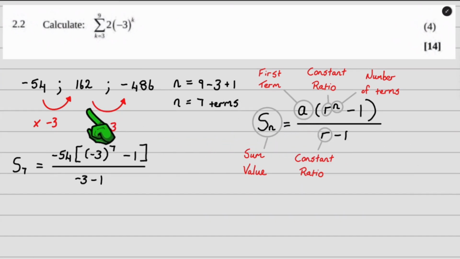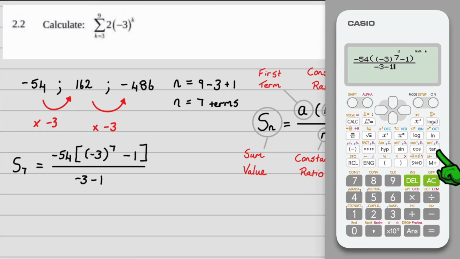Okay, so I've replaced A with the first term, which is minus 54. The ratio has been replaced with minus 3. The number of terms, we've got 7 terms from top minus bottom plus 1. So that goes over there and there. And also the ratio appears down here. Okay, so that's going straight in the calculator. Do not waste time doing mental maths. If we pop it in and press equals, we get our answer to be quite a big negative number. So that's what the sum of the first 7 terms will be.